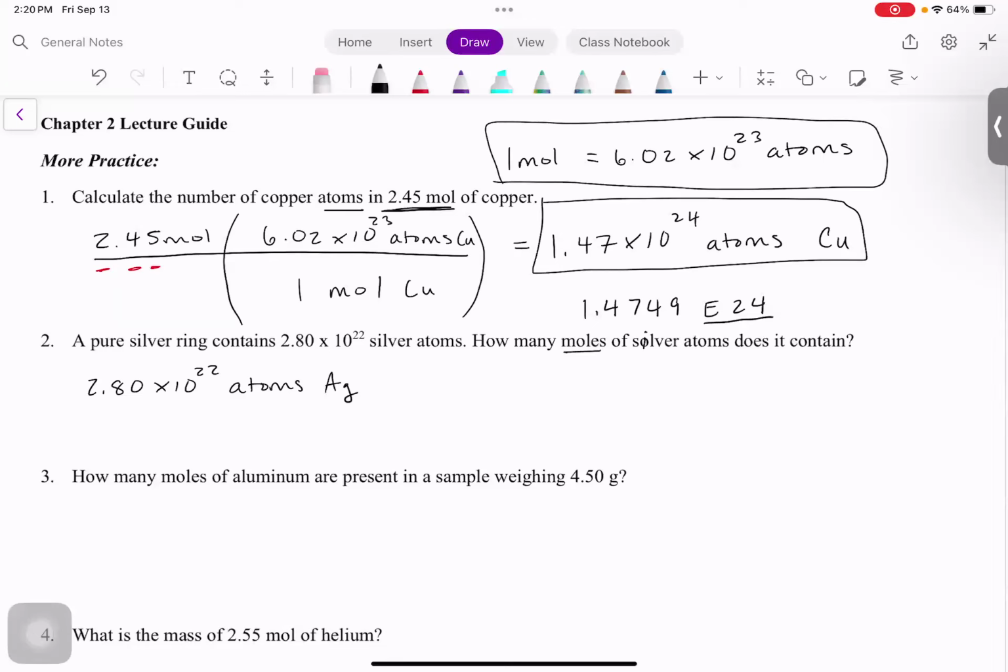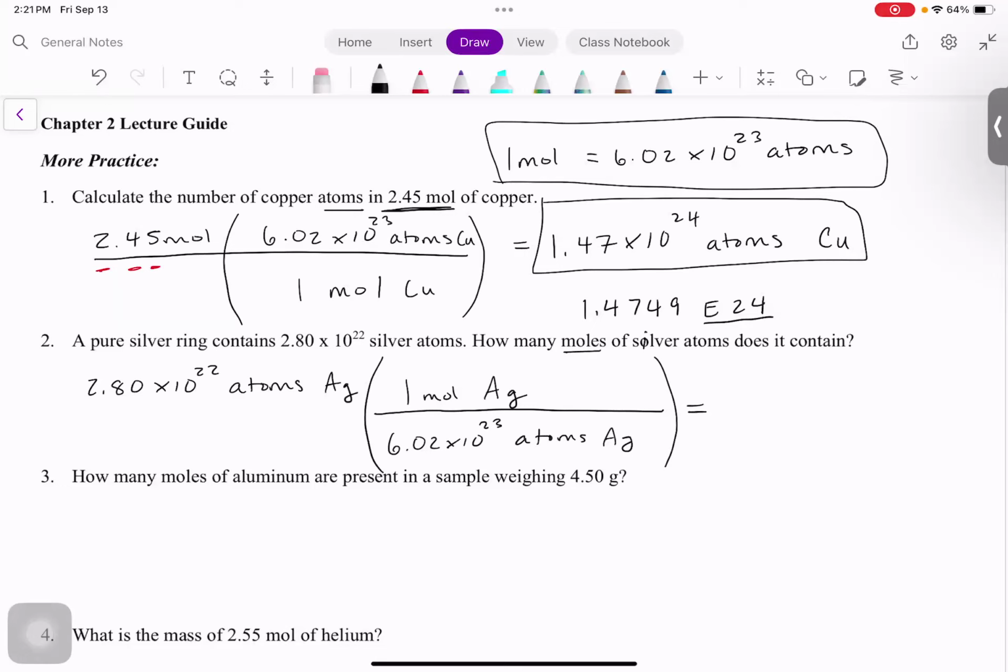So we're just going to use this relationship again, except in this case, we need to cancel out atoms because we're starting with atoms. So I'm going to put 6.02 times 10 to the 23rd atoms of silver, and that is equal to 1 mole of silver.